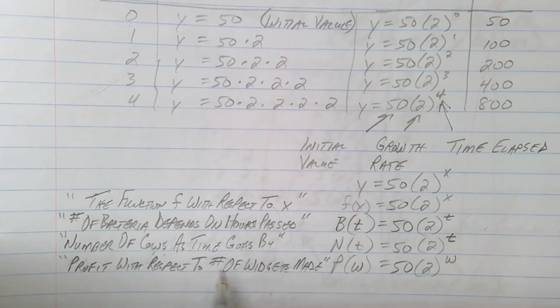If it's a profit function, well, profit depends on how many widgets you make, whether you're a bicycle factory or a tennis racket factory or an automobile factory. We call those things widgets. And the more widgets you make, the more profit you make, hopefully. So your profit depends on how many widgets you put out. And we started with 50 widgets, but the number of widgets we put out doubled every year or every month or every week or whatever we're measuring by.